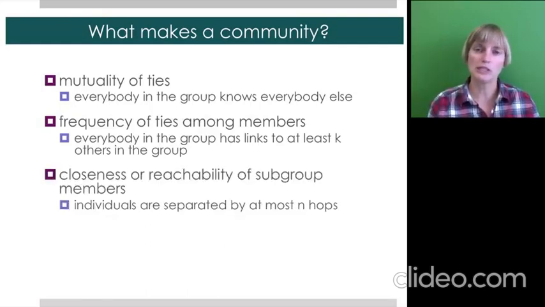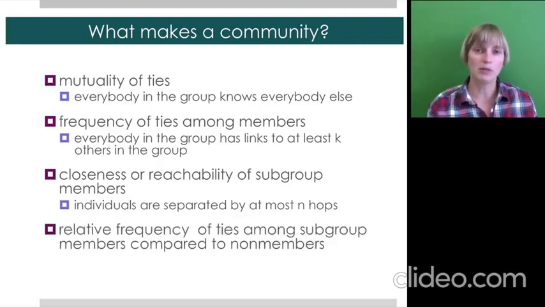Maybe we're more interested in information flow. So what we may want is that everyone is reachable from anyone else in a short number of hops, and we determine what that number is. And finally, maybe we don't want to set that it's K other individuals that you know, but just that you know a certain proportion of individuals within the community.